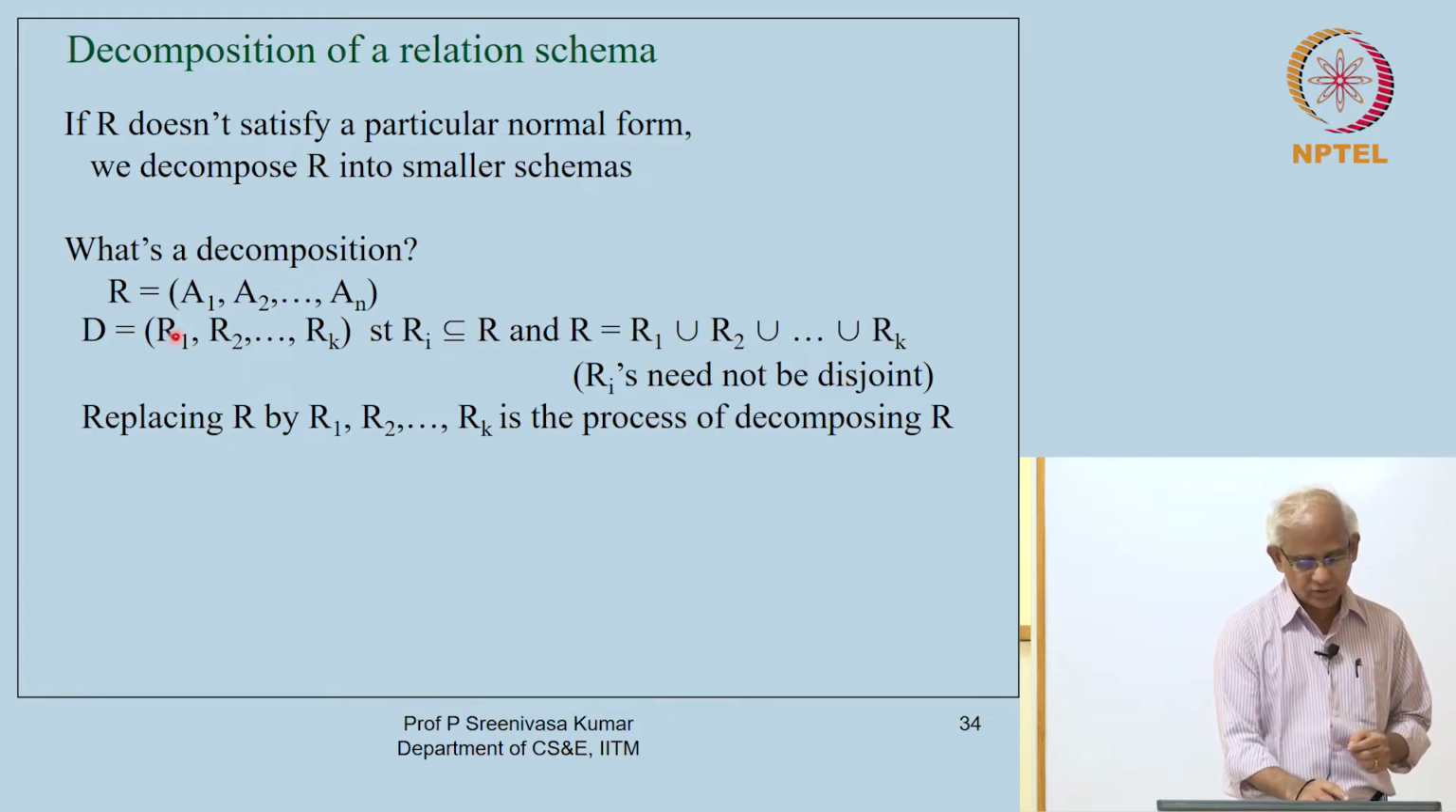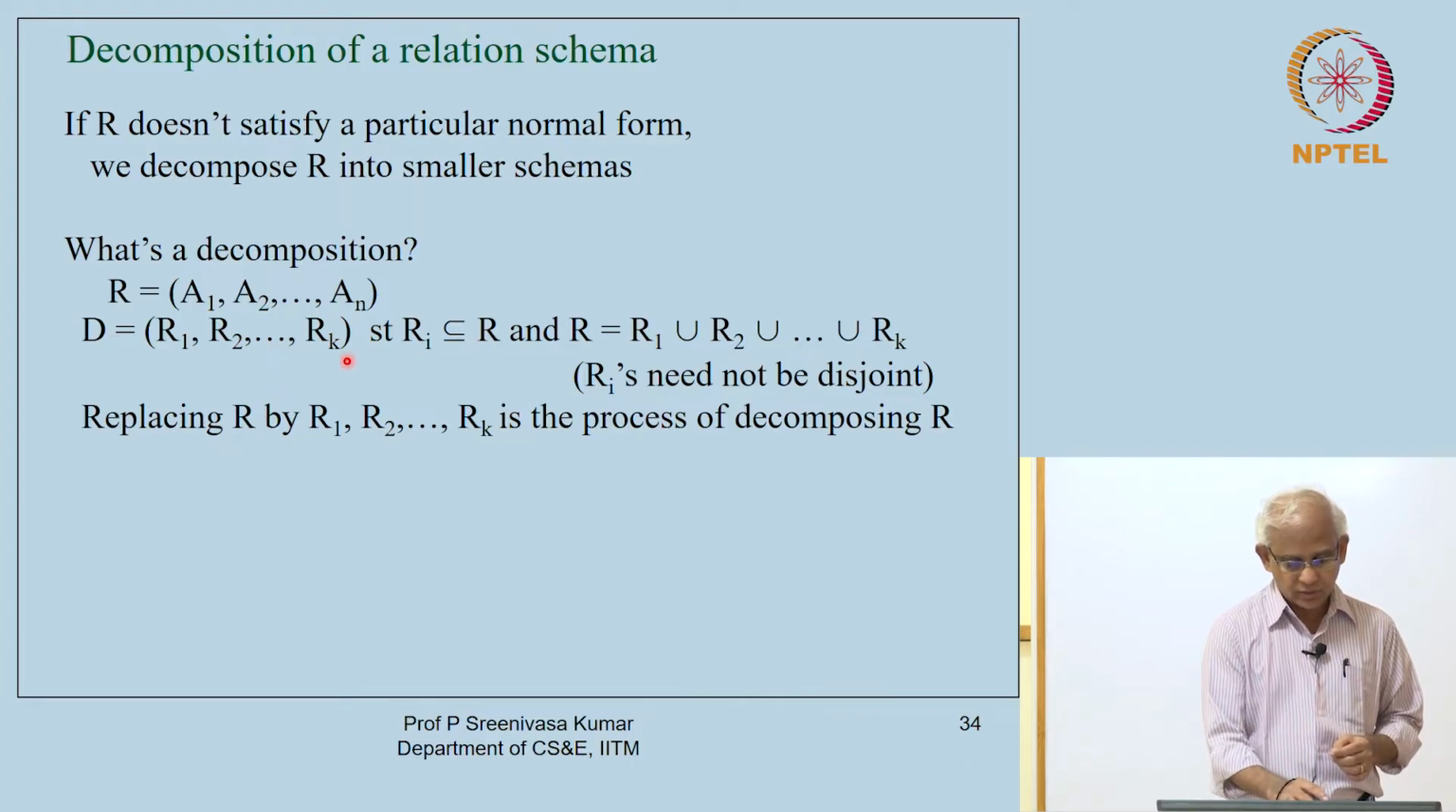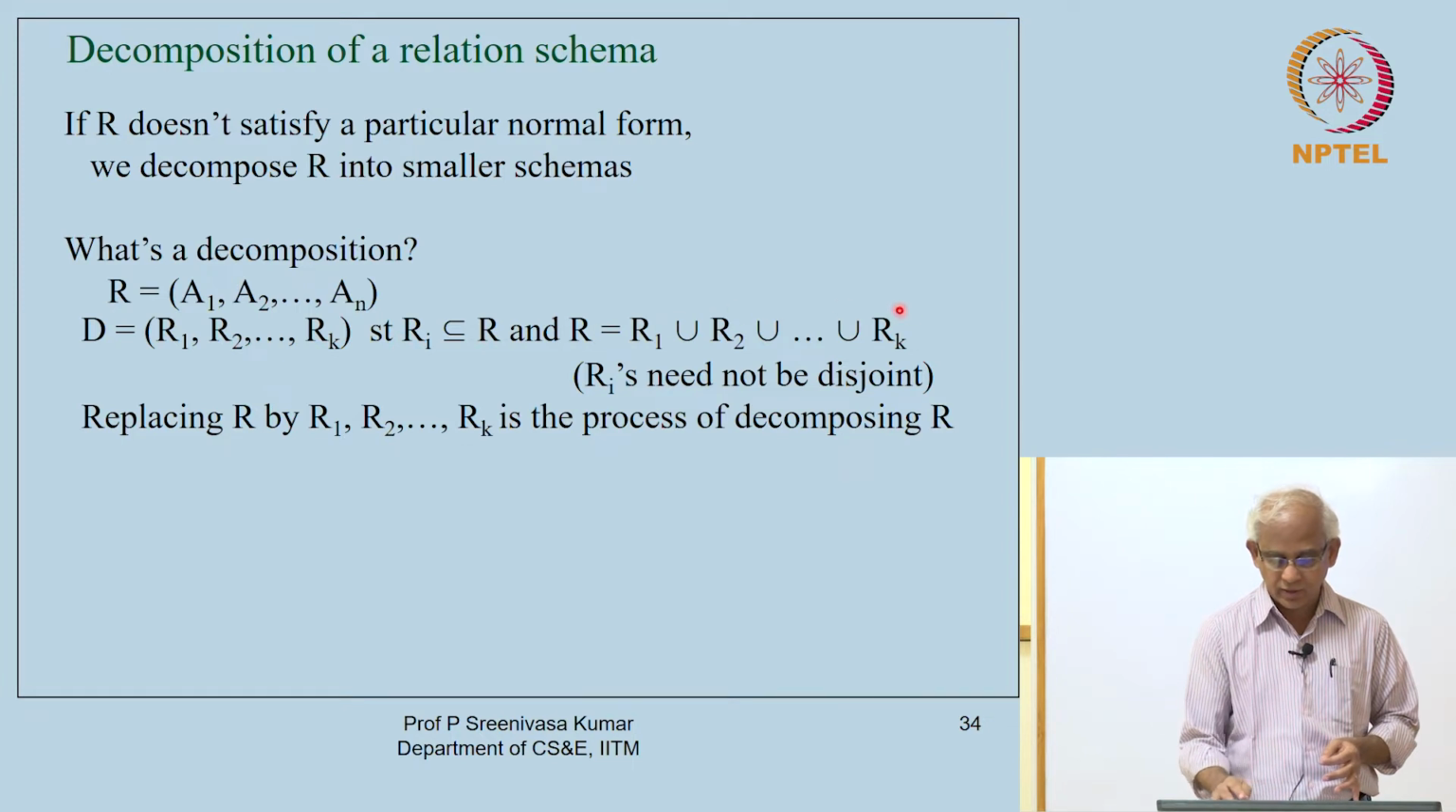A decomposition is nothing but taking a relation scheme and replacing it with R1 through Rk, and we call this D, the decomposition. These R1 through Rk are such that each Ri is a subset of R and they collectively give back our set of attributes R. Take the union, you will get back R.